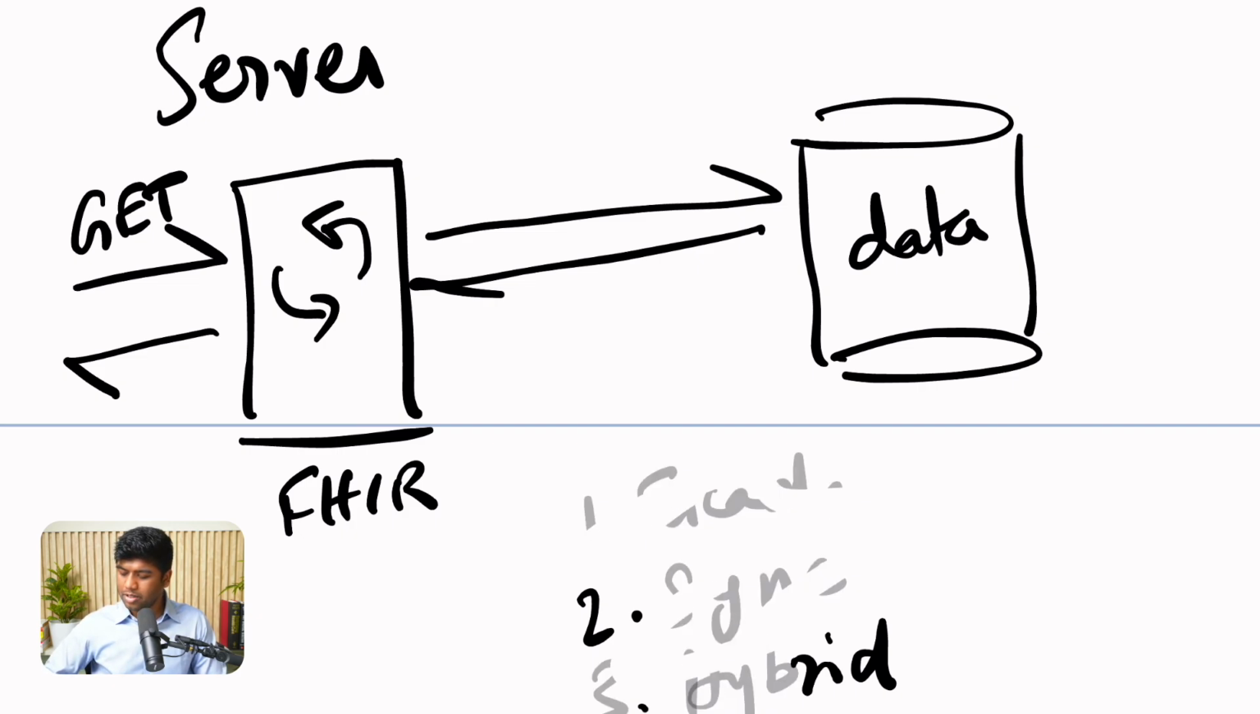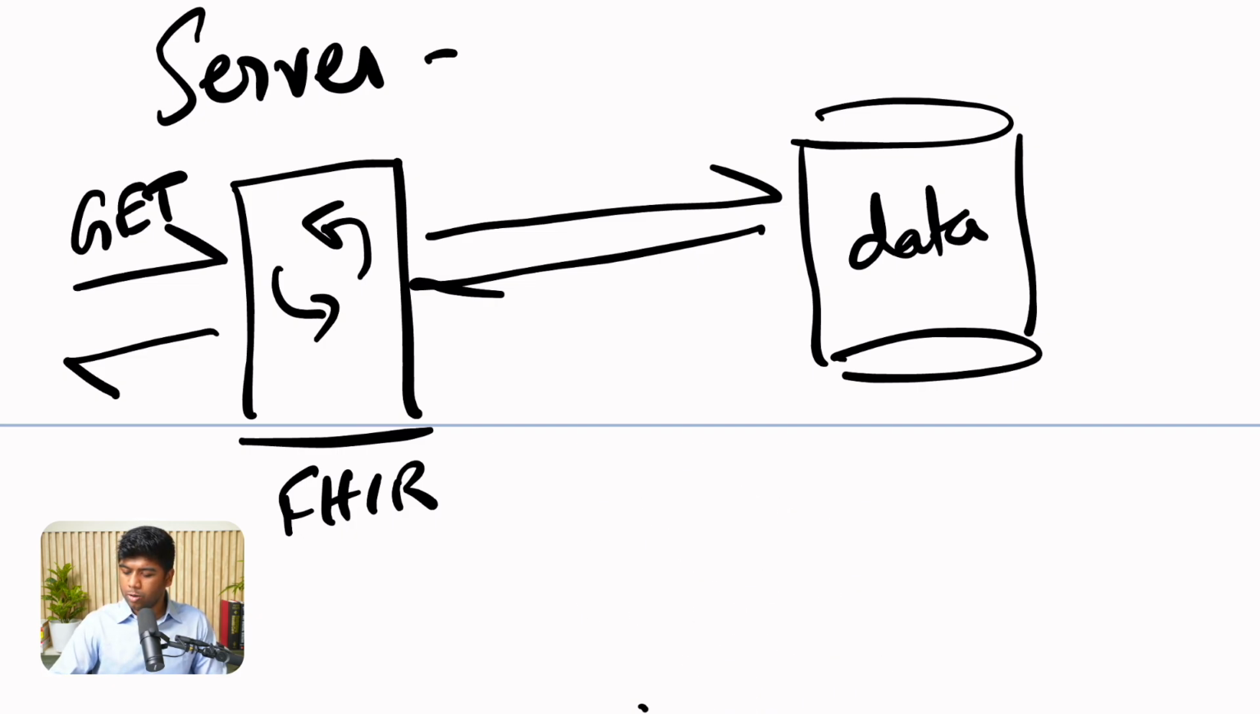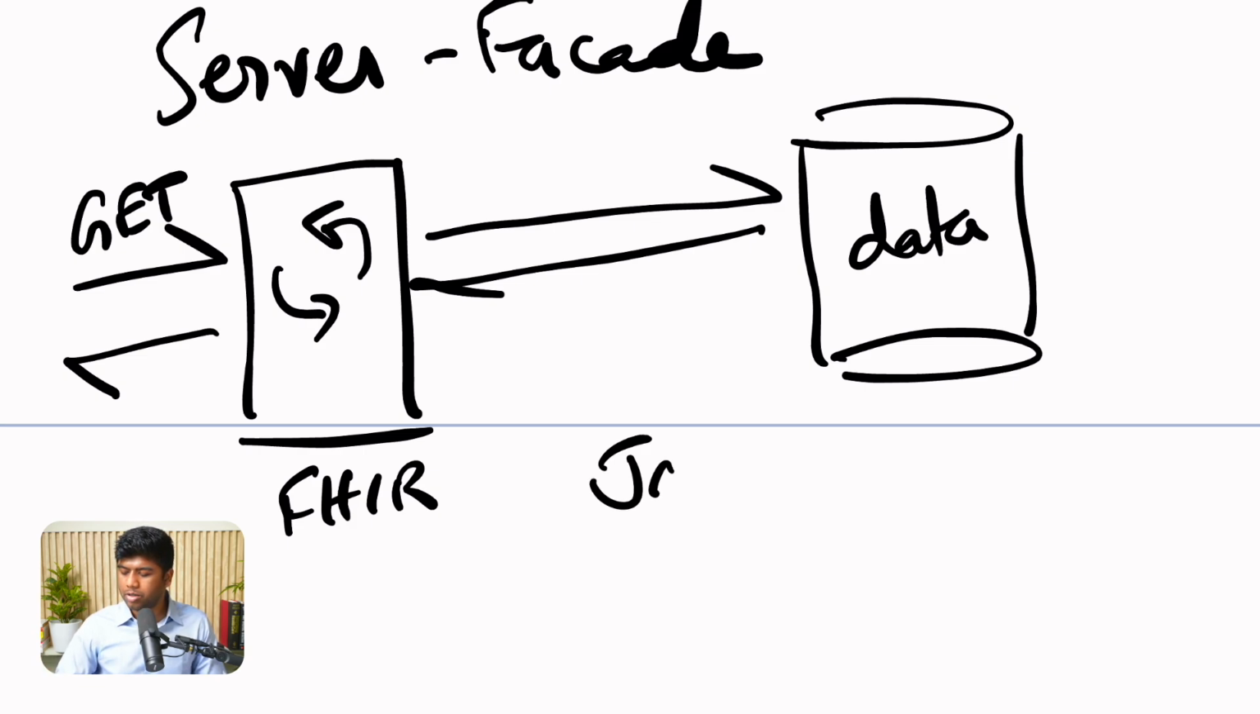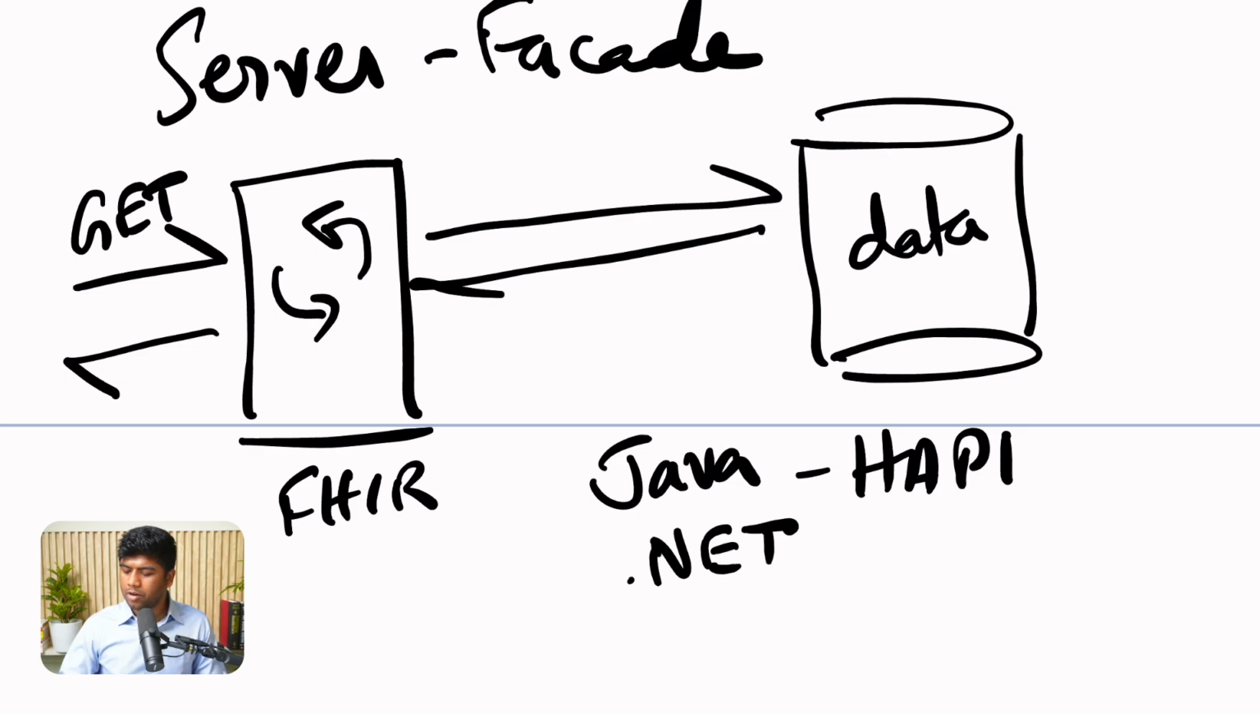So now this is the Facade. Let me just erase this. So now what can you use to build this? How does someone build this? There are multiple libraries out there, but the most popular way to build a Facade today, if you're using open source, is probably the Java implementation library called HAPI. There is also a .NET library by FHIRly, but it's paid. It's not free.